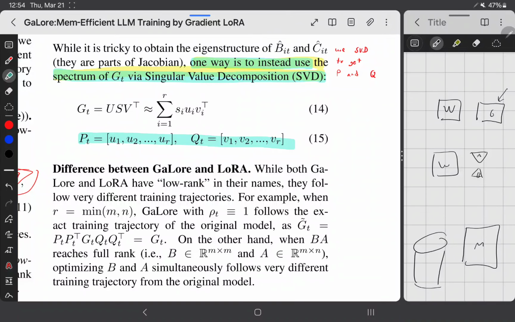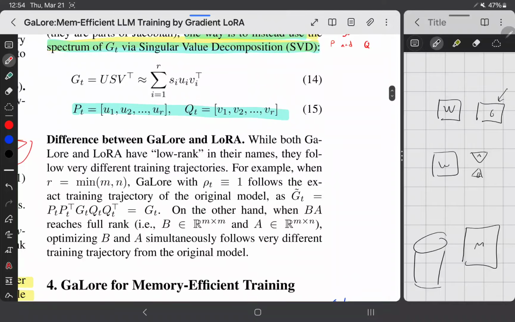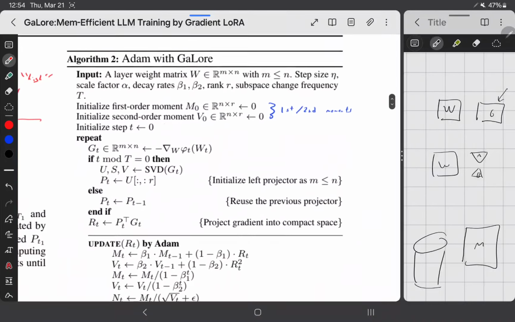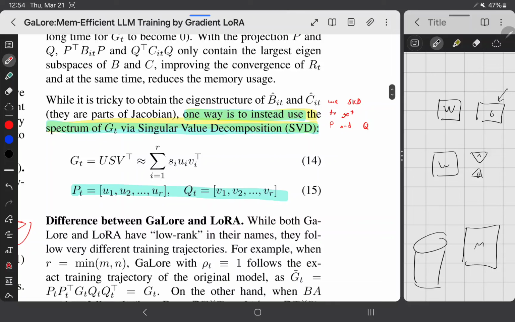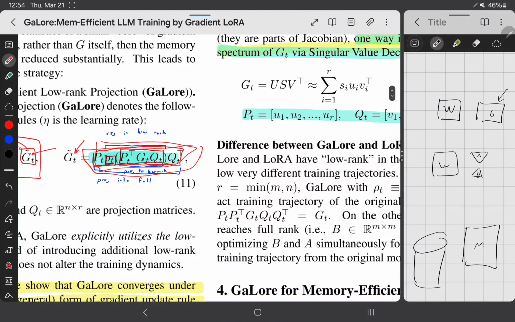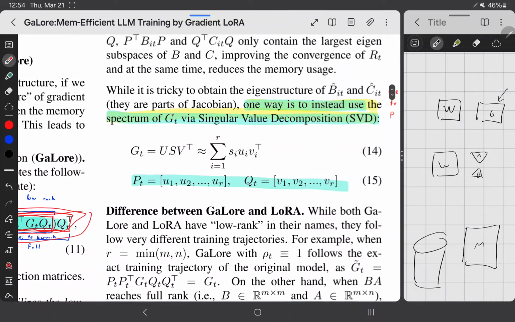So you use SVD to collect the eigenvectors, and you just select the first R. And that's what we're going to see in the algorithm down here. So that's basically the idea. You just use singular value decomposition to project this to a lower space, essentially your weight matrix. So that's how you do this over here. This G, you just use SVD.